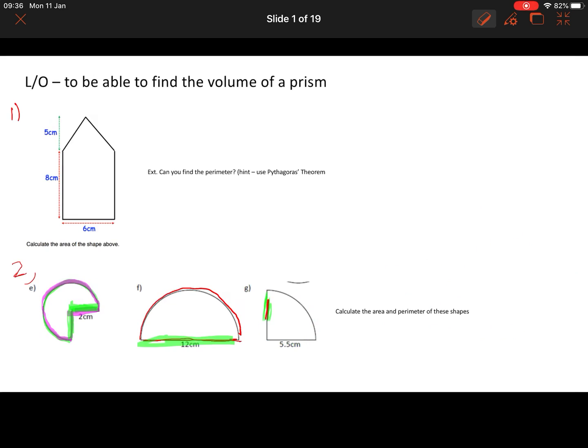So now for what we're actually going to learn this week, which is how to find the volume of a prism. Okay, now I need to explain to you first of all exactly what a prism is.